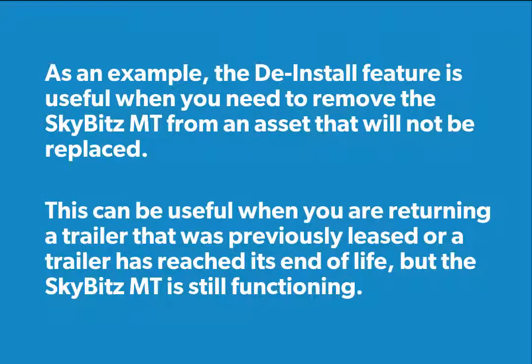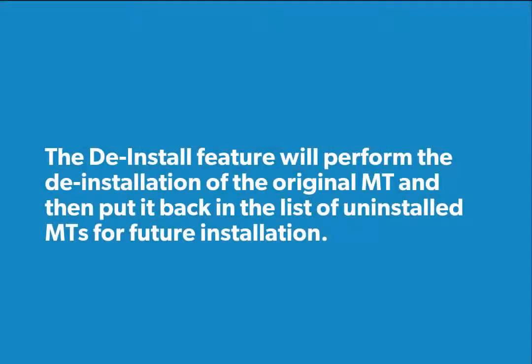As an example, the deinstall feature is useful when you need to remove the Skybits mobile terminal from an asset that will not be replaced. This can be useful when you are returning a trailer that was previously leased or a trailer that has reached its end of life, but the Skybits MT is still functioning. The deinstall feature will perform the deinstallation of the original mobile terminal and then put it back in the list of uninstalled MTs for future installation.